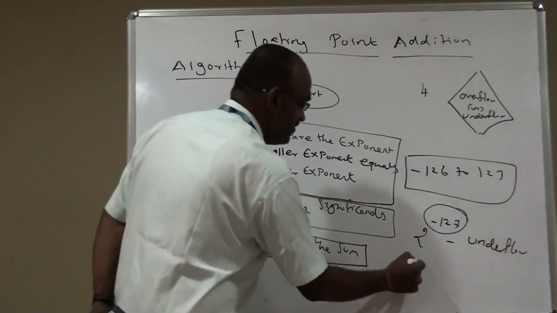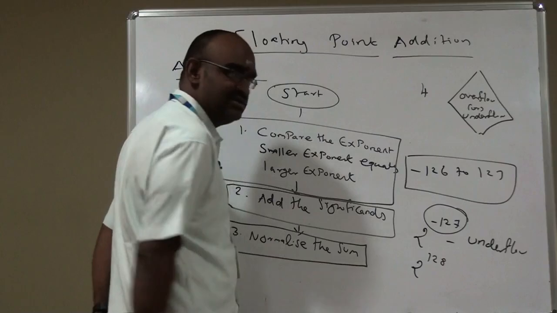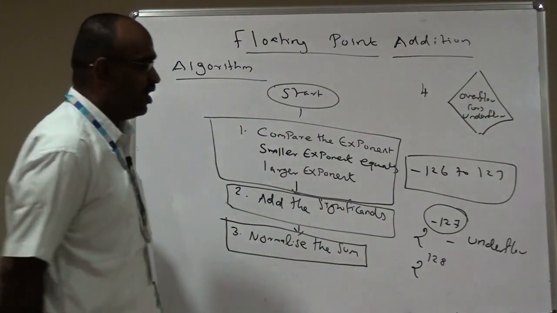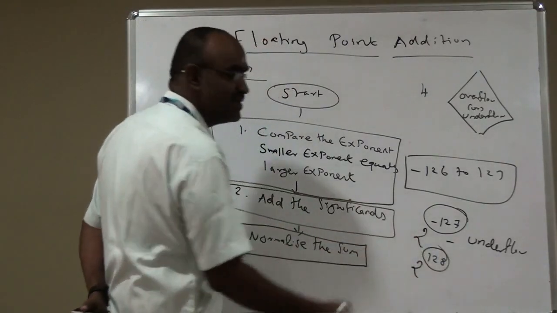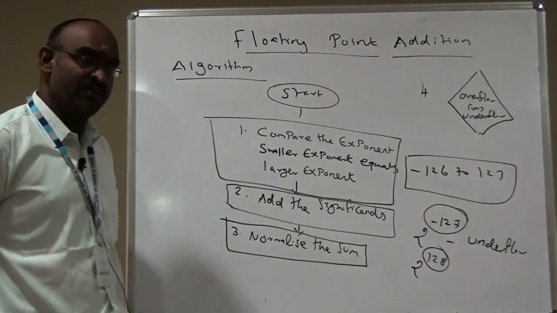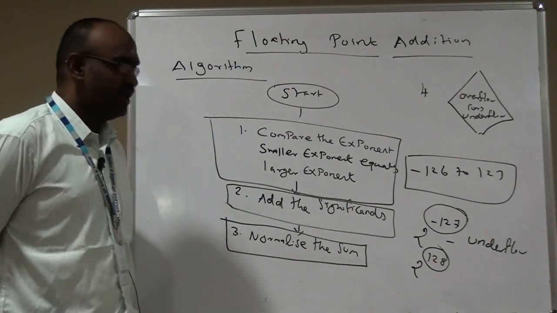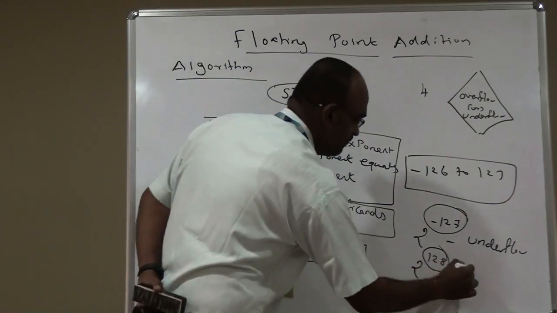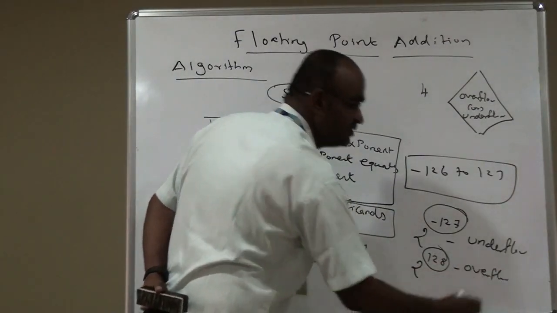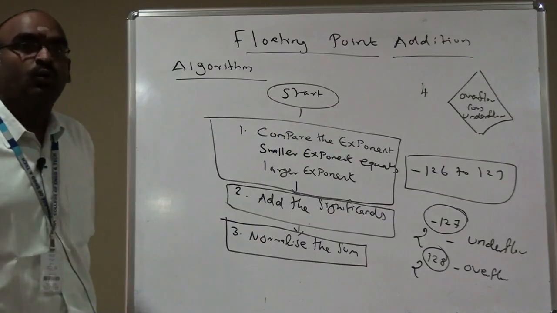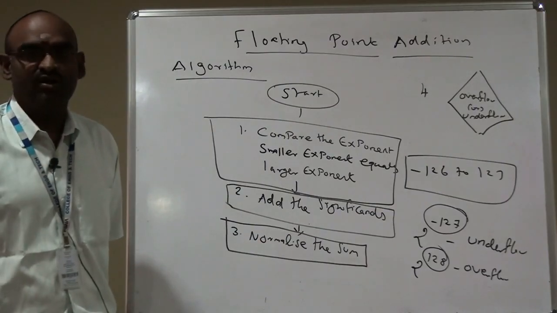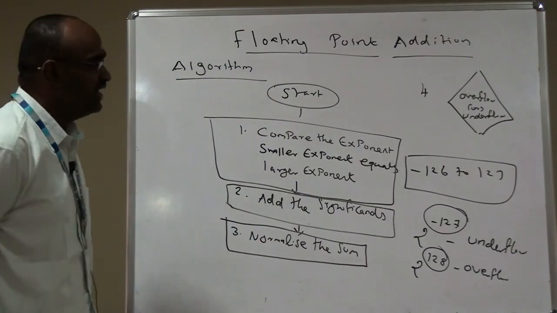If the value of the exponent exceeds 127, that is an overflow. The positive number 128 cannot be represented in the 8-bit value in single precision or the 11-bit value in double precision, which results in overflow. So when overflow or underflow happens, any compiler will give you an exception. We cannot perform anything.